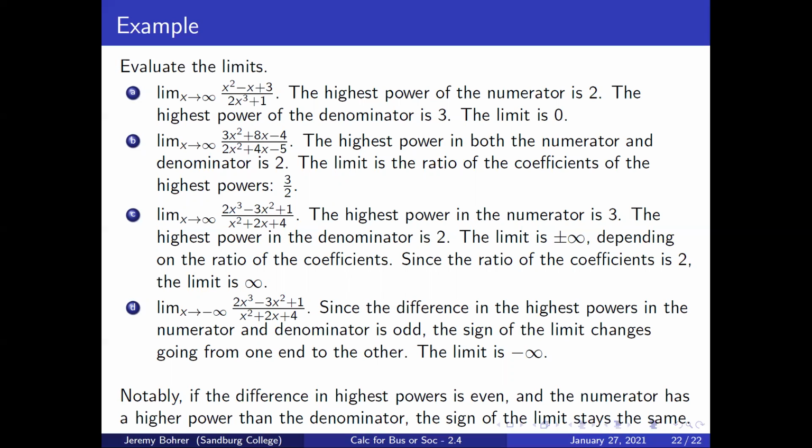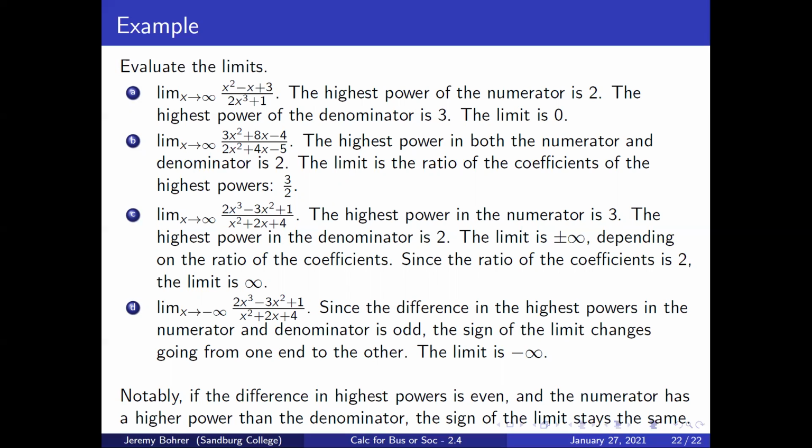The limit as x approaches infinity of 2x cubed minus 3x squared plus 1 over x squared plus 2x plus 4. The highest power in the numerator is 3. The highest power in the denominator is 2. The limit is plus or minus infinity, depending on the ratio of the coefficients. Since the ratio of the coefficients is 2, the limit is infinity.